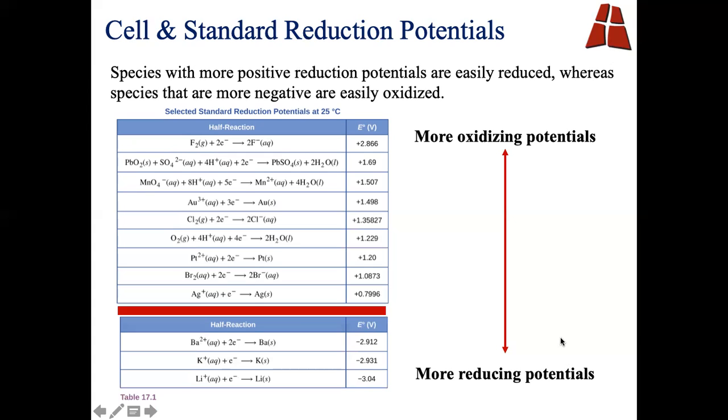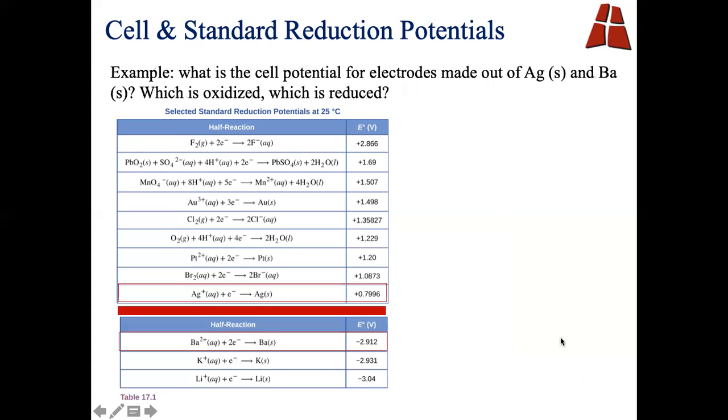Okay. So here's an example for you. What was the cell potential for electrodes that would be made out of silver and barium? And then a sub question of that is what is oxidized and what is reduced between those two metals if we were to set them up in an electrochemical cell. So take a moment to think about that. If you want to pause the video, you can, but I'm going to go ahead and answer it right now.